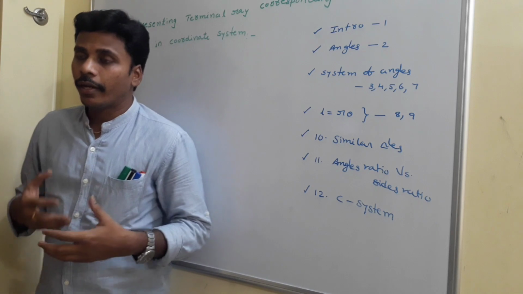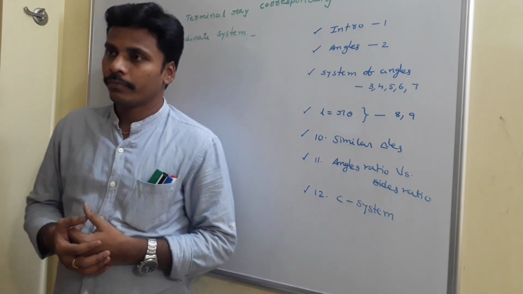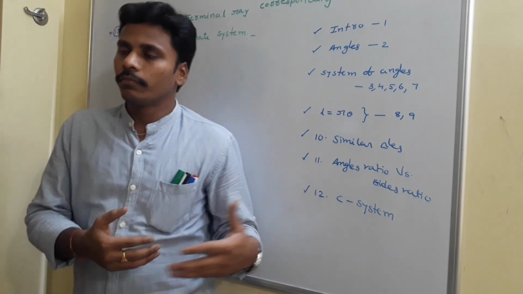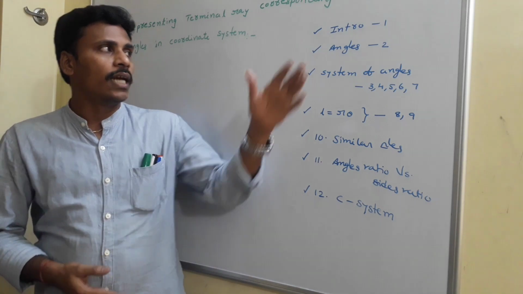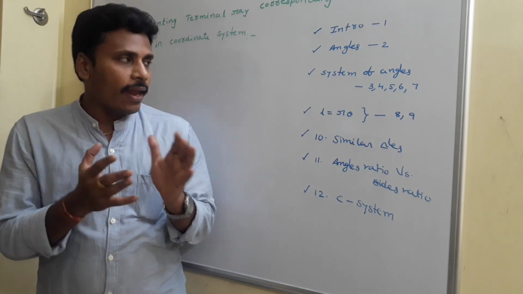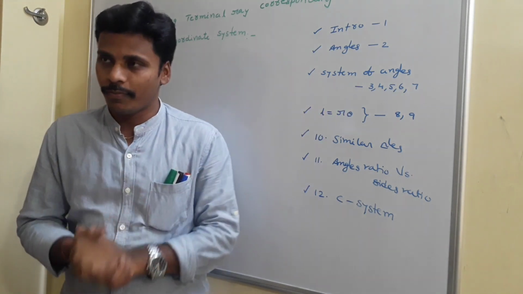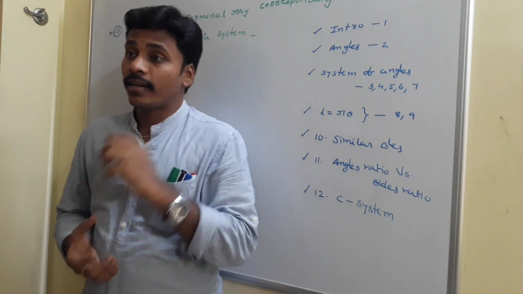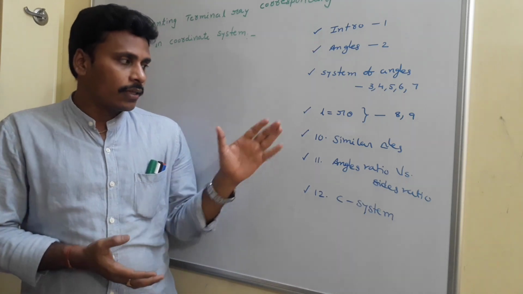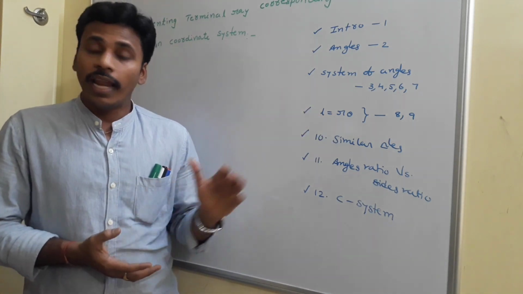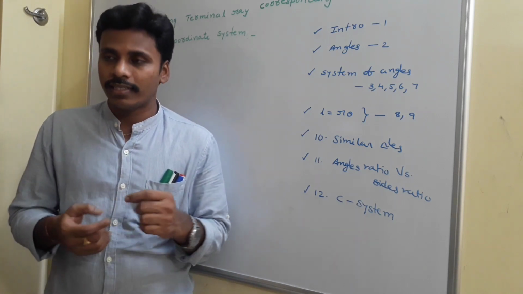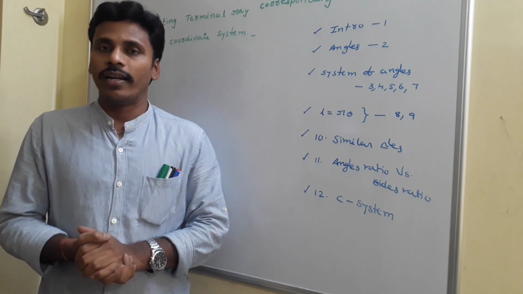We are discussing trigonometry and certain pre-requirements to run with trigonometry. As part of our syllabus, in the previous sessions we discussed the introduction as the first point, the angle in the second point, the system of angles in points 3, 4, 5, 6, 7, and a few things related to the relation l = r theta in points 8 and 9. The 10th one is about similar triangles, the 11th point is about the angles ratio versus sides ratio, and the 12th point is a brief introduction to the coordinate system.